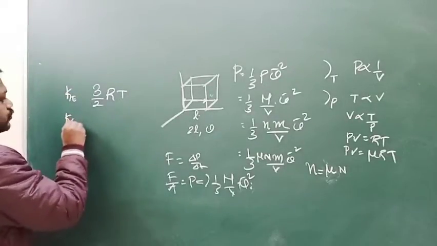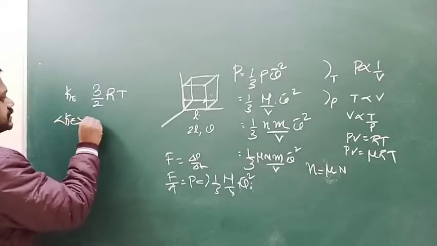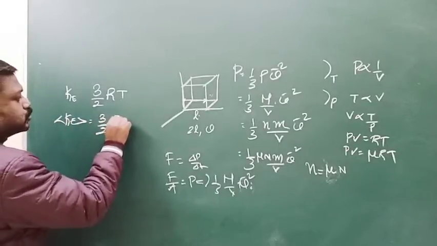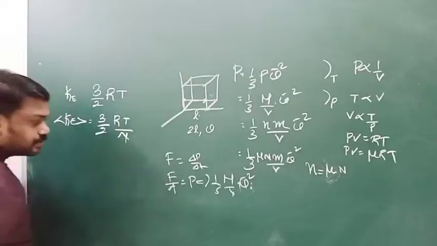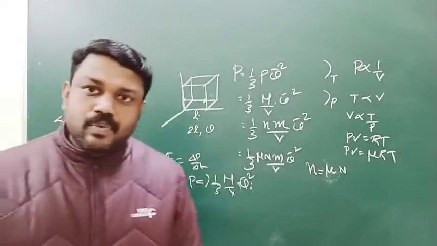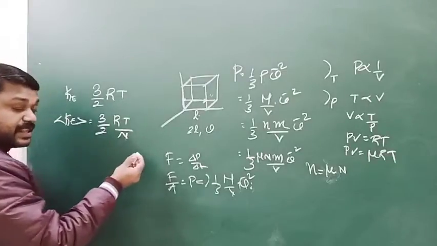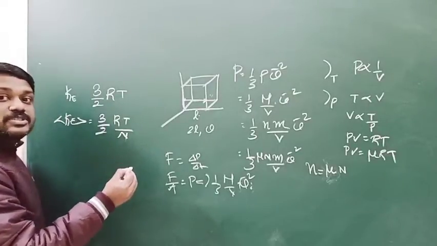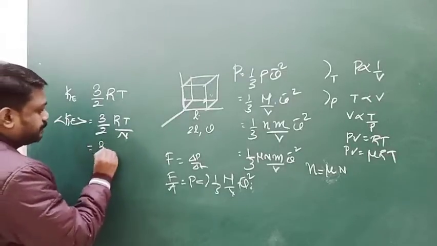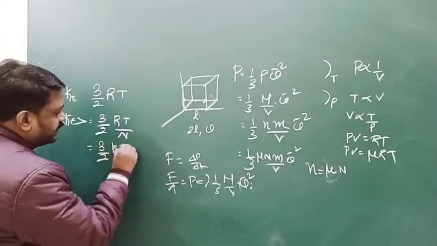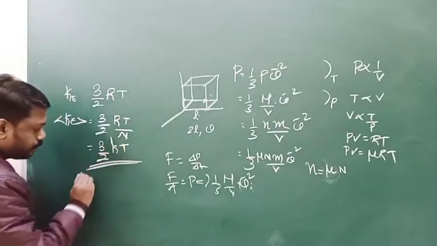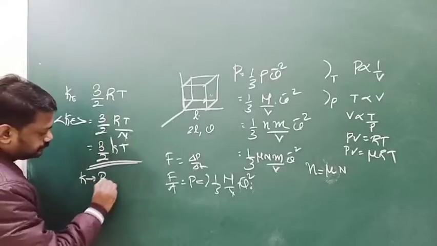And when you calculate the average kinetic energy, it will be 3 by 2 RT divided by N, where N is the total number of particles in 1 mole. So what is R by N? R by N is another constant which is called the Boltzmann constant. So that will become 3 by 2 kT, where k is the Boltzmann constant.